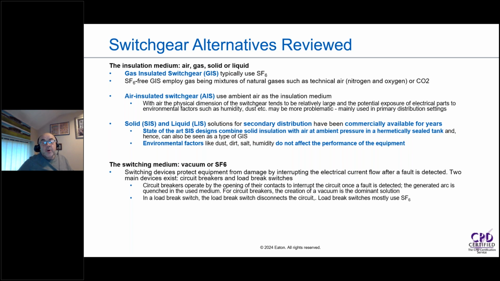So if you take a moment now to look at the switching medium, we've got a choice of vacuum or SF6. So the switching devices protect the equipment from damage by interrupting the electrical current flow after a fault is detected, or after an open command. And the two devices that exist are either circuit breakers or load break switches.